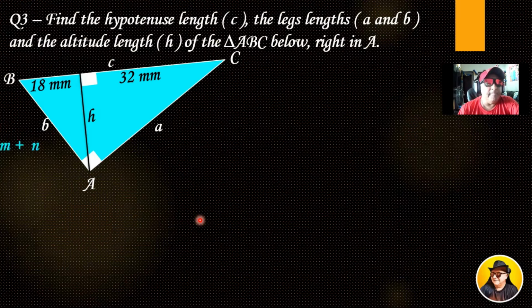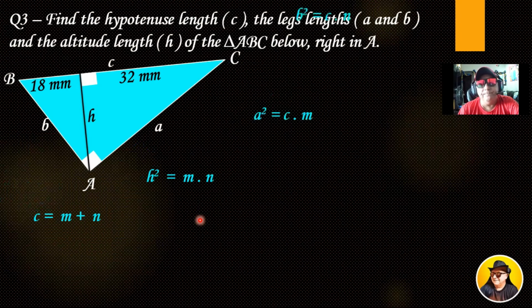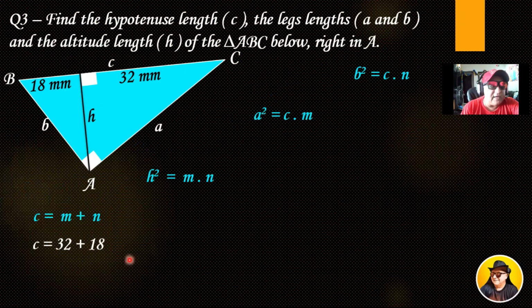All right, so let's go ahead. By the formulas, we know that C is M plus N. And also, H squared is M times N. A squared is C times M. B squared is C times N. So let's replace values. So C is 32 plus 18.